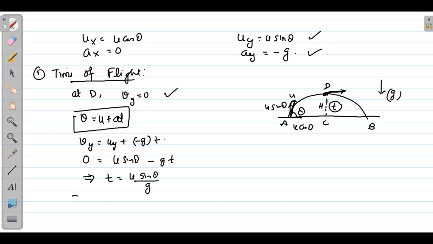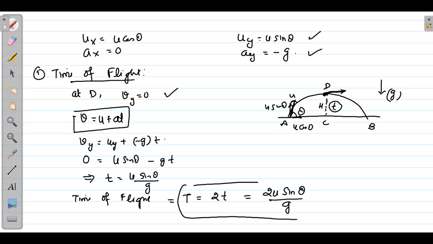Hence, time of flight will be twice this small t. Time of flight will be capital T, and it will be 2t, that is 2u sin theta by g. So this is the formula for time of flight. This formula we have to remember. This is very important and has to be remembered. And the derivation we should know because it helps to understand and gives more clarity. Next, we take the horizontal range.